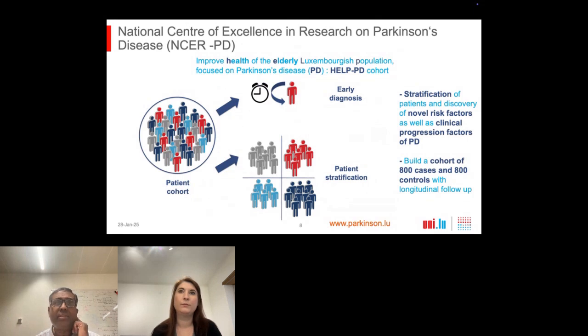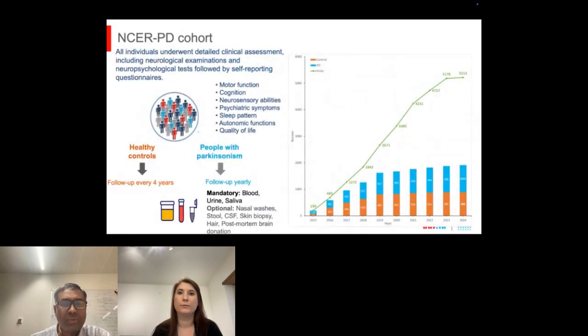Our approach, as I said, is data-driven. One example is the Parkinson's disease study, what we call the National Center of Excellence in Research on Parkinson's Disease, NCER-PD. It is a Luxembourgish cohort, built with two main goals: early diagnosis and patient stratification, and the discovery of novel risk factors as well as clinical progression factors of PD. We started with the goal of 800 cases and 800 controls with a longitudinal follow-up.